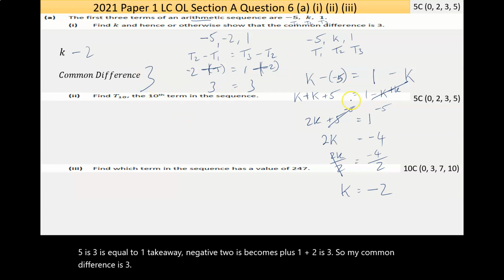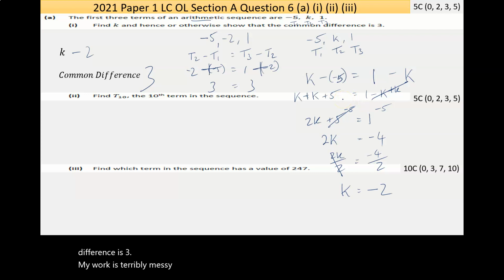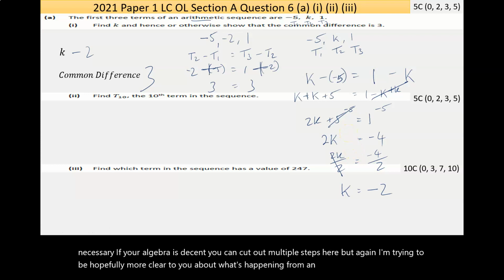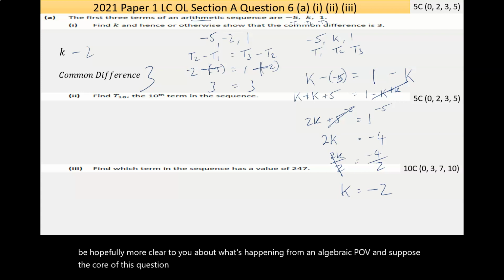Now, my work is terribly messy, but I'm trying to be more prescriptive than I need to be, necessarily. If your algebra is decent, you can cut out multiple steps here. But again, I'm trying to be, hopefully, more clear to you about what's happening from an algebraic point of view. And I suppose the core of this question is having decent algebra.